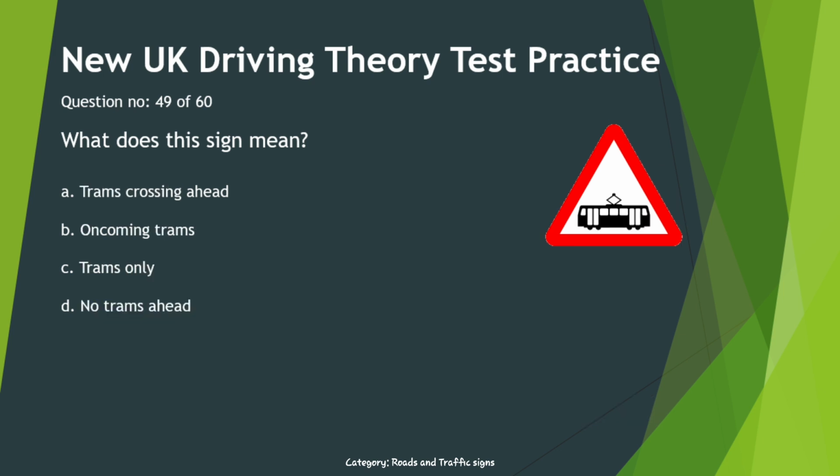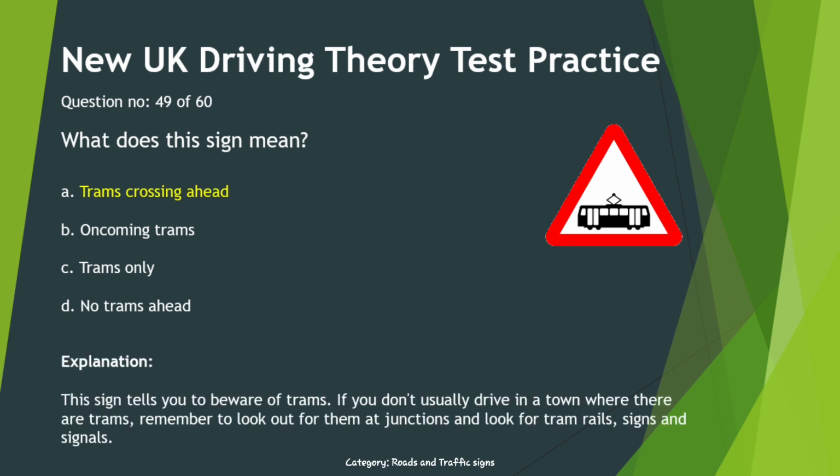Question 49 of 60. What does this sign mean? A. Trams crossing ahead. B. Oncoming trams. C. Trams only. D. No trams ahead. The correct answer is A.